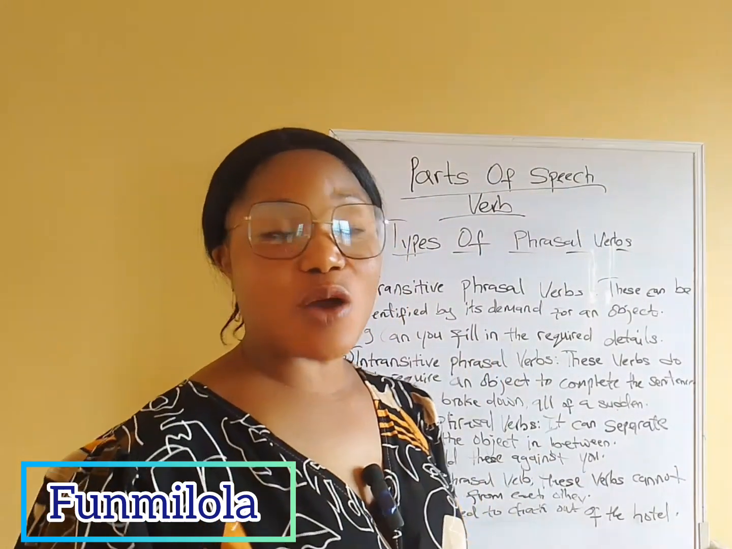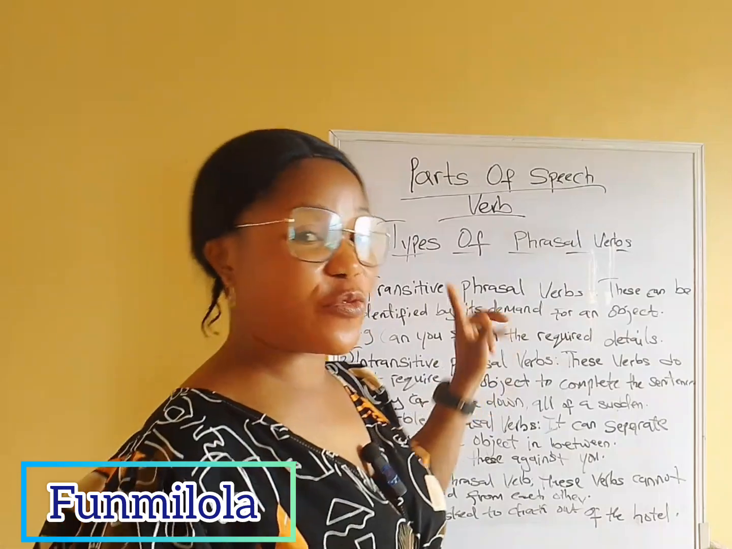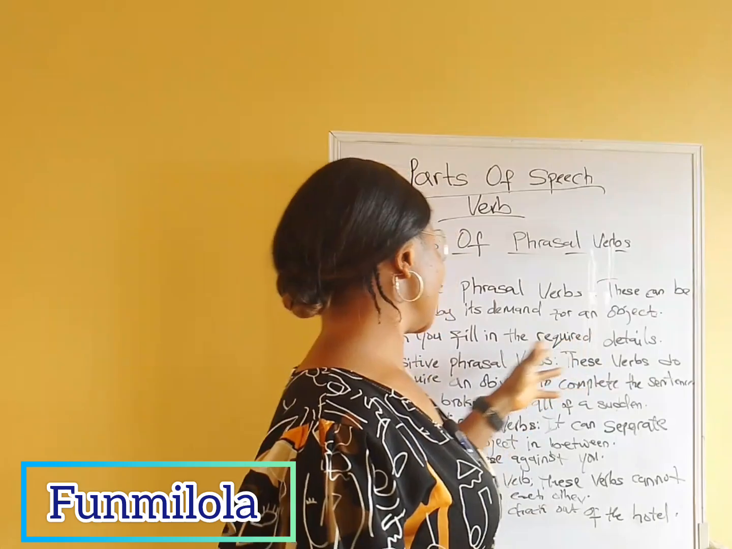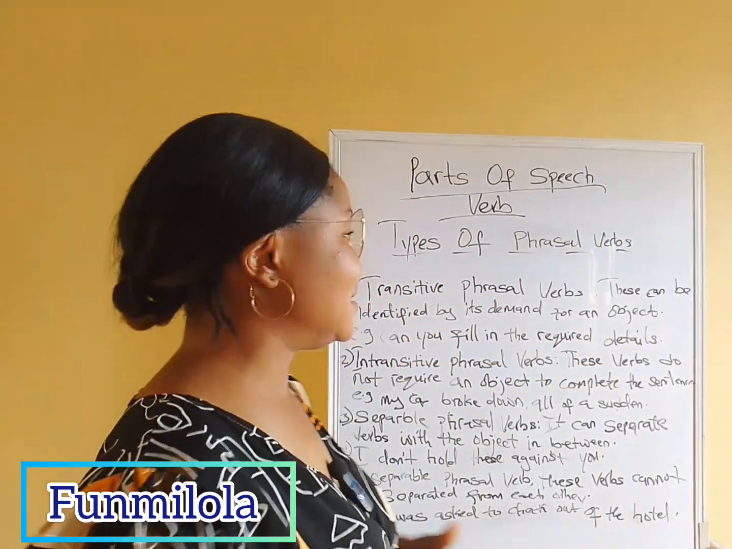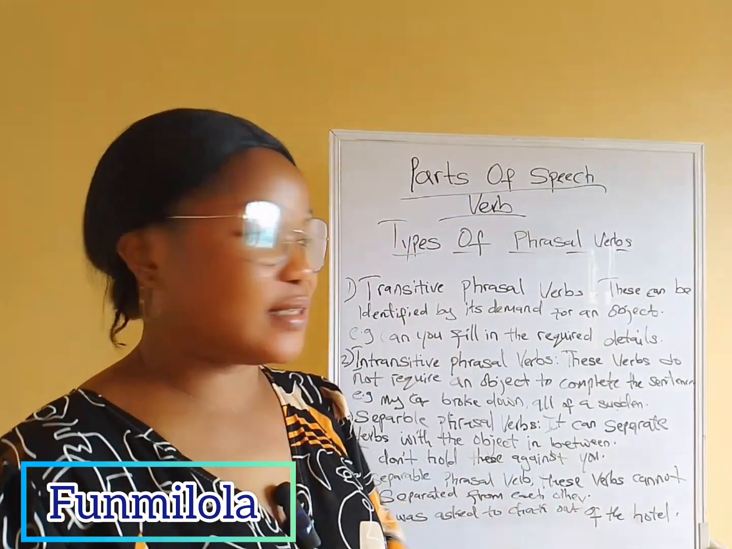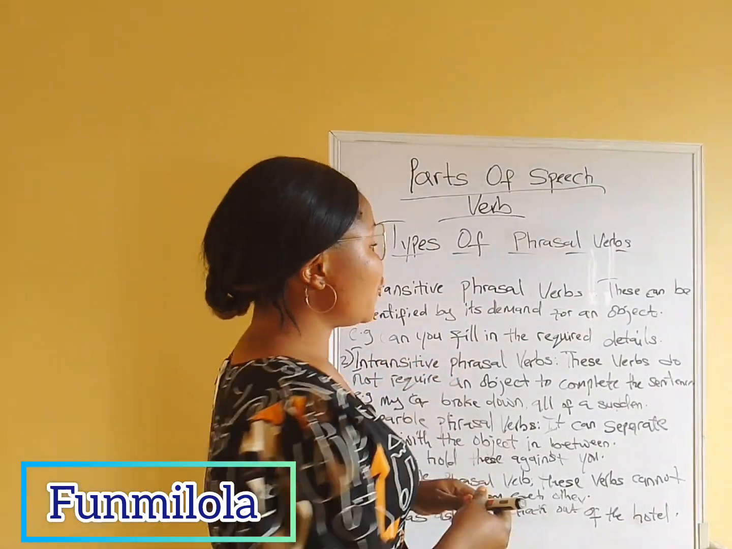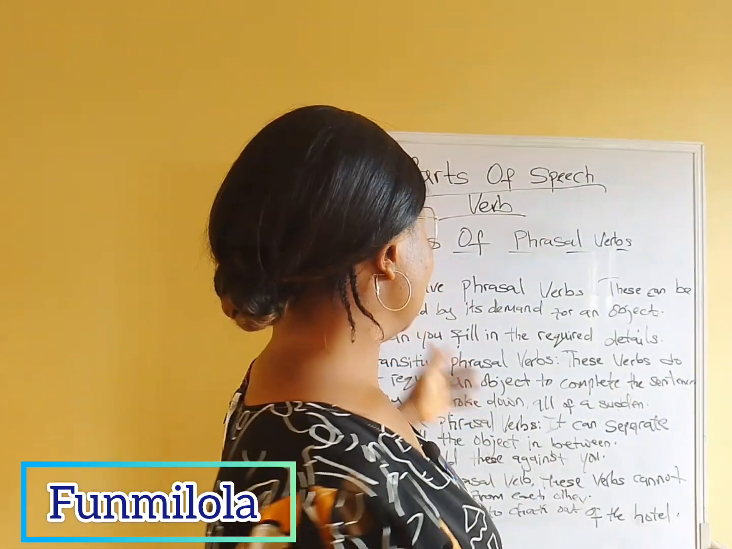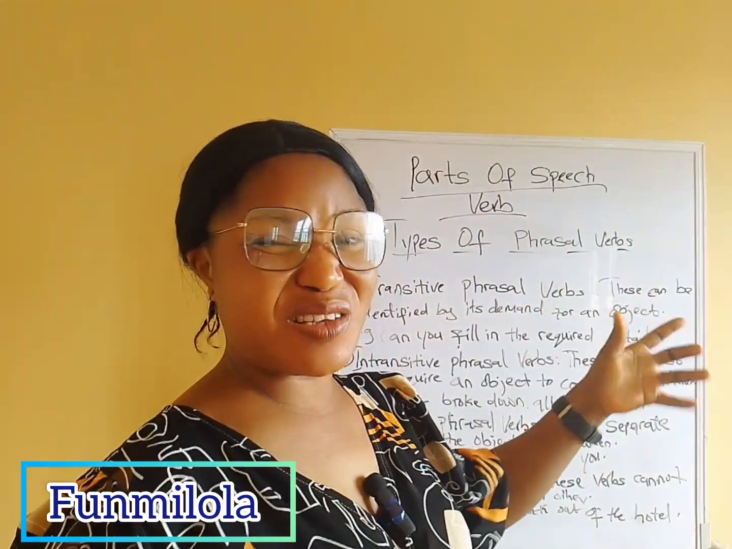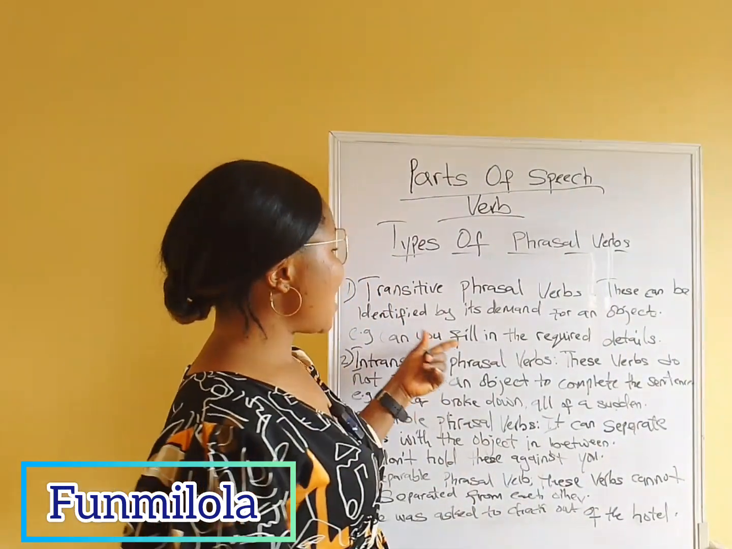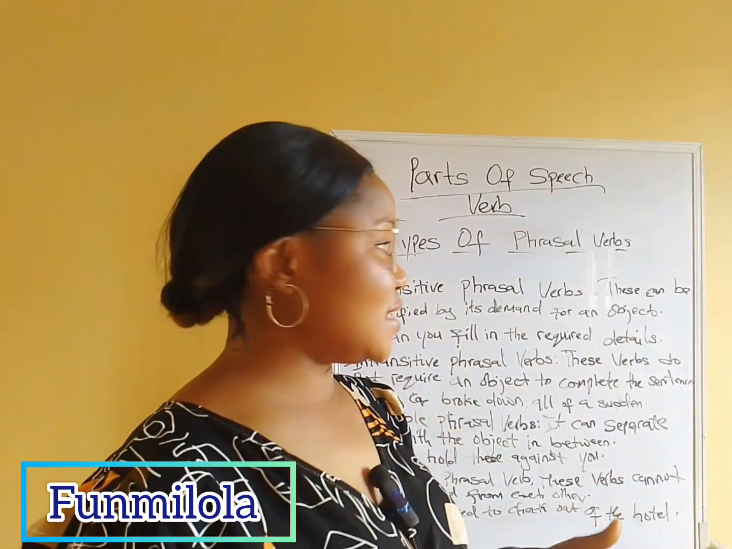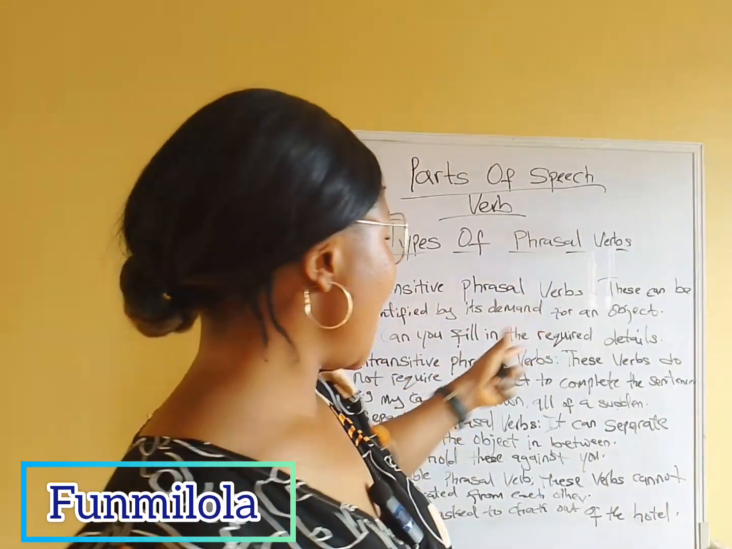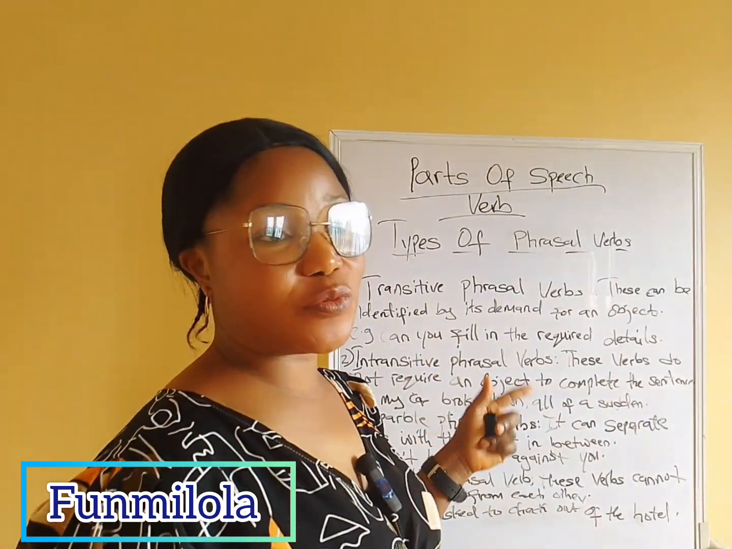Well, how we can be able to identify these types of phrasal verbs is that the transitive phrasal verb can be identified for its demand. It demands for an object in a sentence. For example, can you fill in the required details? This transitive phrasal verb is very demanding in nature. So when you see a demanding word like fill in in your sentence, that is a type of phrasal verb, transitive phrasal verb.